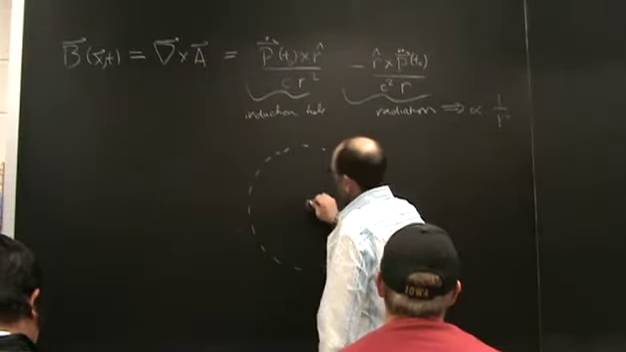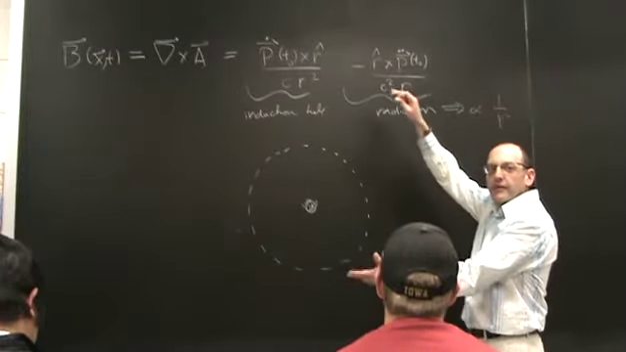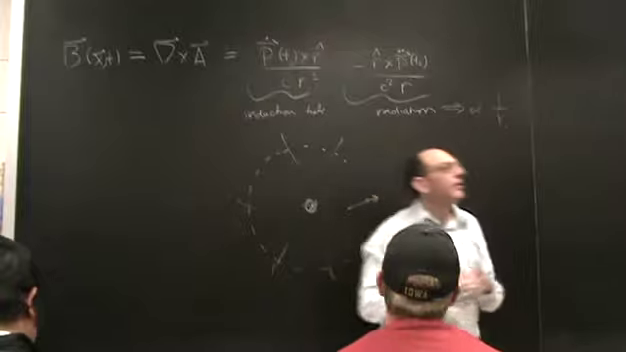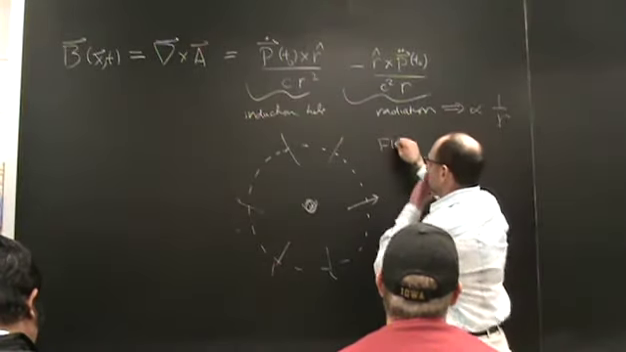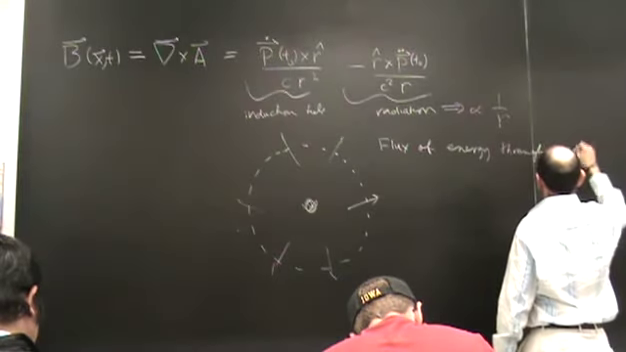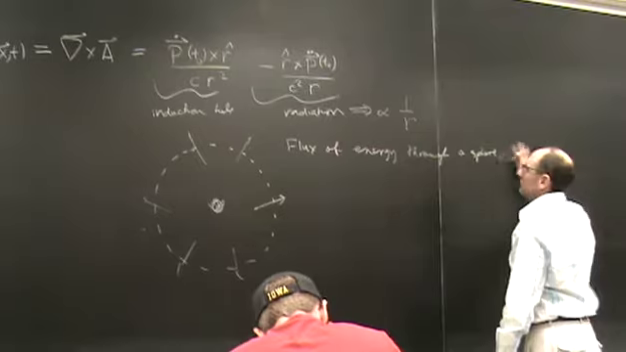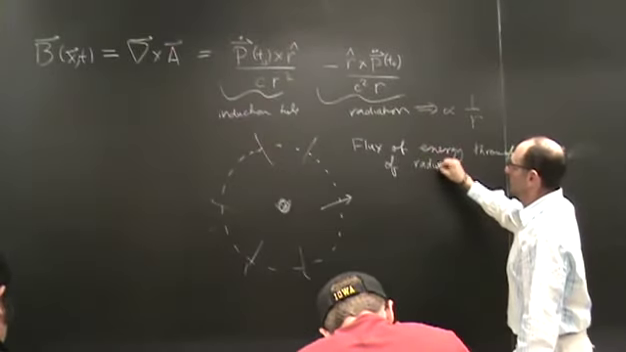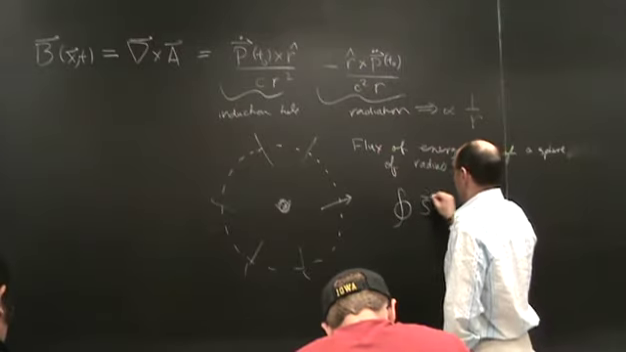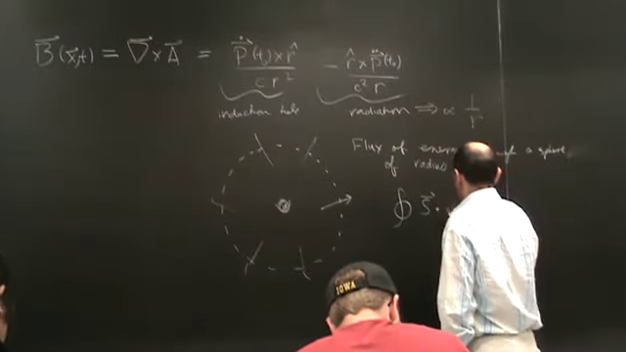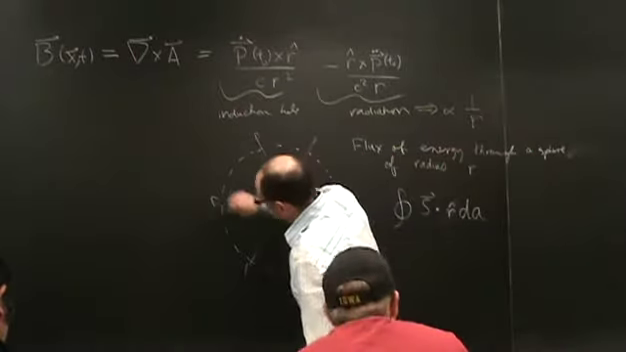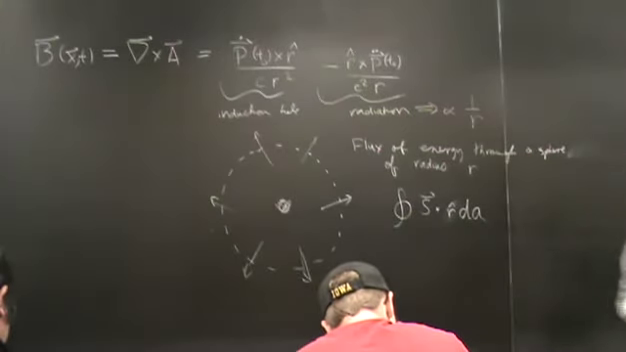So here's the source, it's doing its thing, and it's radiating, we're creating a field. And we want to know, what is the flux of energy through a sphere as the radius of that sphere goes to infinity? Well, that flux of energy is given by the Poynting vector integrated through the surface of the sphere. Okay?